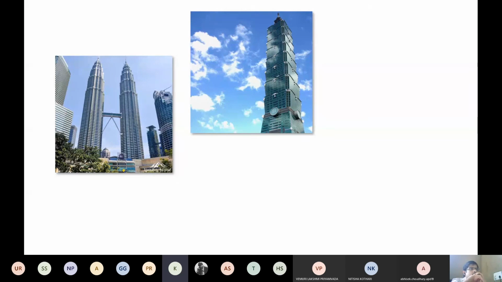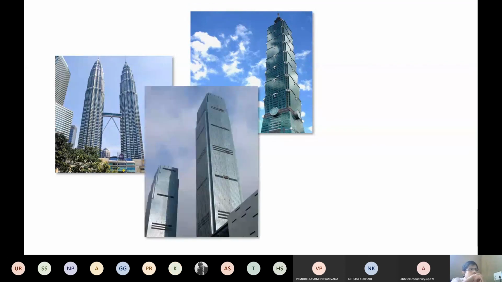Which building is this? This is in Taiwan, China. It is in Taiwan. Taipei 101. China, they are fighting for it till now. It's in Taiwan. Which building? Taipei 101. Yes.